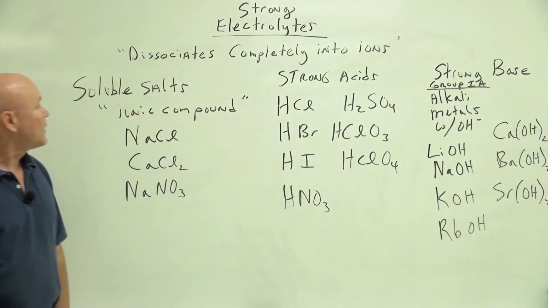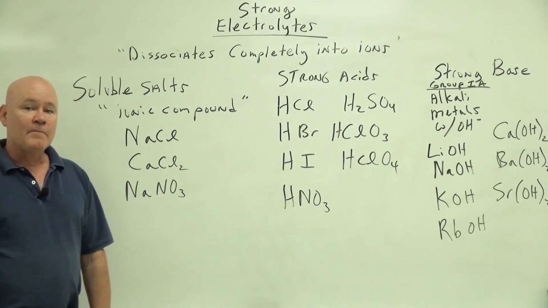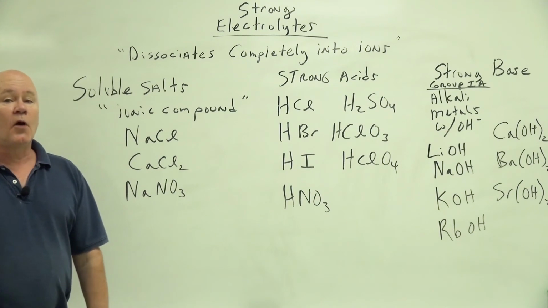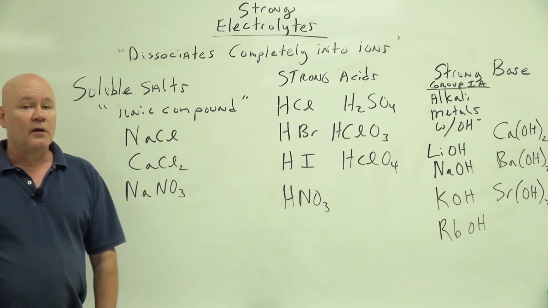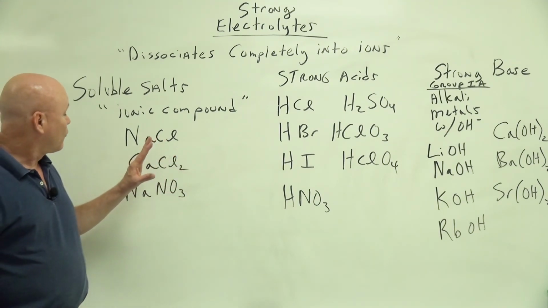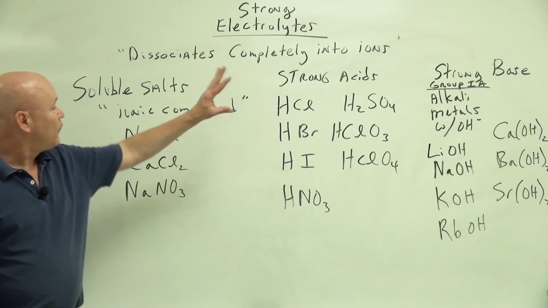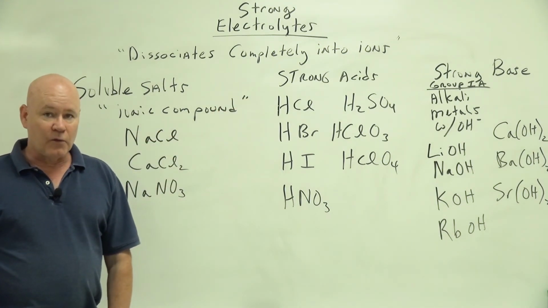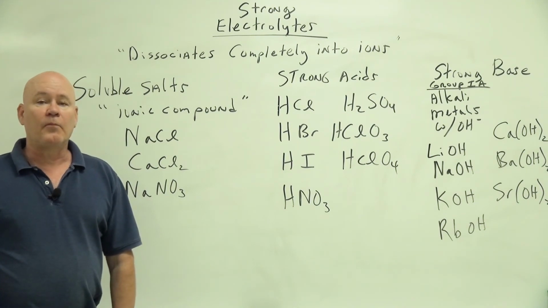So those are your three kinds of strong electrolytes. If they're not one of these three and they're an electrolyte, then they're a weak electrolyte. Like I said, there are only a few strong electrolytes. There's only a few strong acids, a few strong bases, and if it's not one of those, it's weak. It's something else.